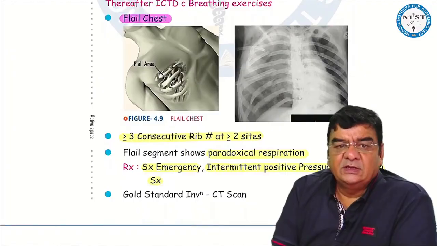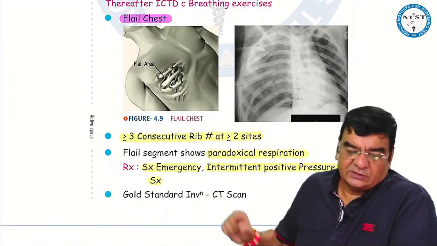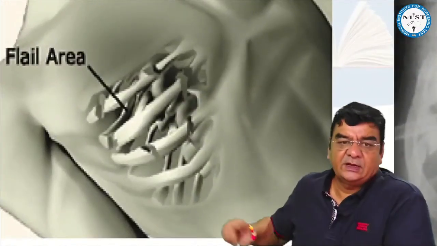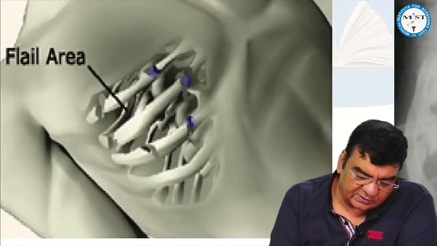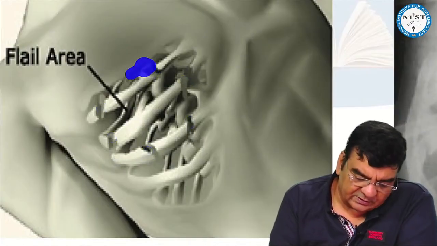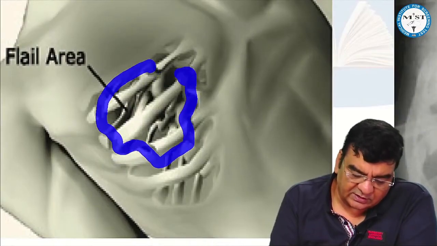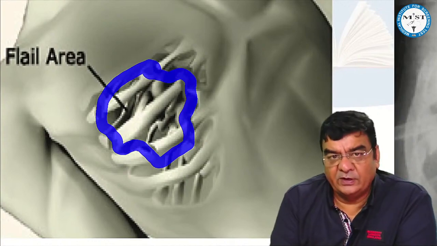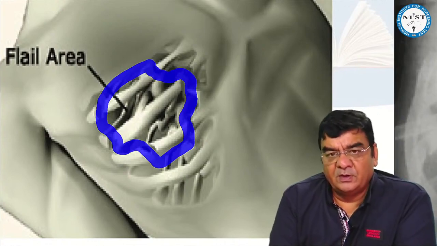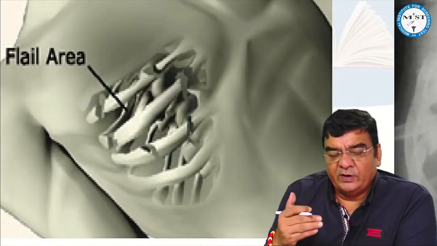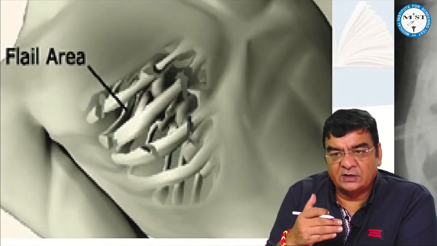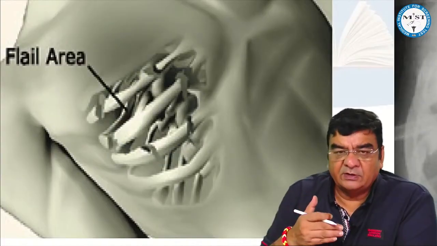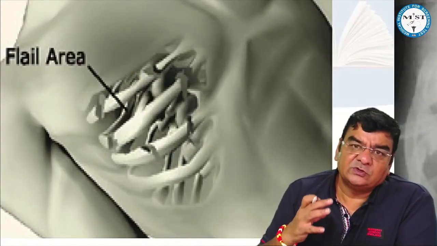Flail chest is 3 or more than 3 consecutive rib fractures at 2 or more than 2 sites. This is flail segment and it shows paradoxical respiration, that means opposite movement. During inspiration, generally what happens, the lungs are moving out, ribs are moving out, but in flail chest, during inspiration, lungs are moving out and this flail segment is moving in, which can lead to serious lung injury.